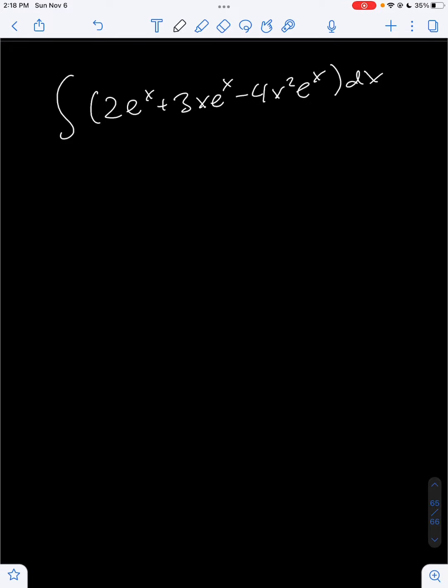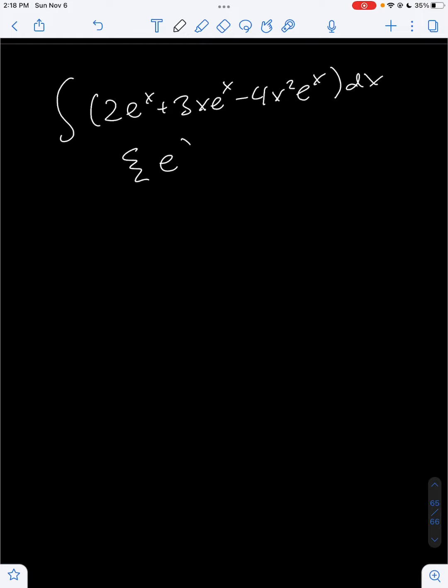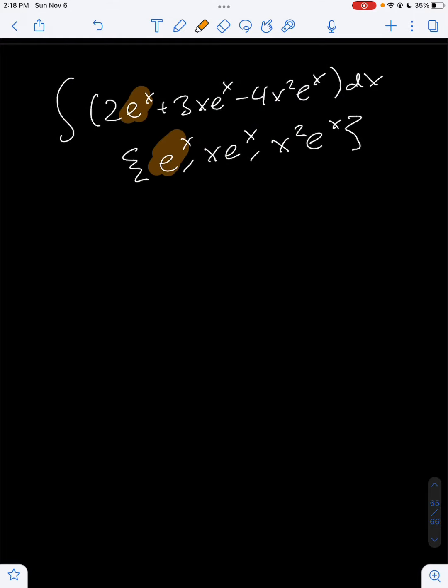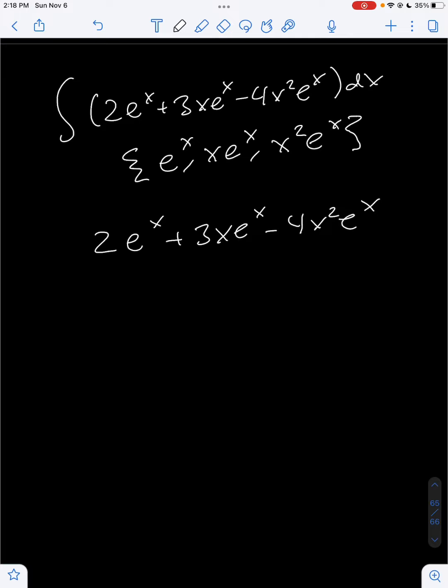Here it's a bit more clear which basis functions we should choose. We can let e to the x, x e to the x, and x squared e to the x be our basis functions. And we can see each of them inside our integral right over here. This means that the inside of our integral, 2e to the x plus 3x e to the x minus 4x squared e to the x, can be represented as just 2, 3, -4.